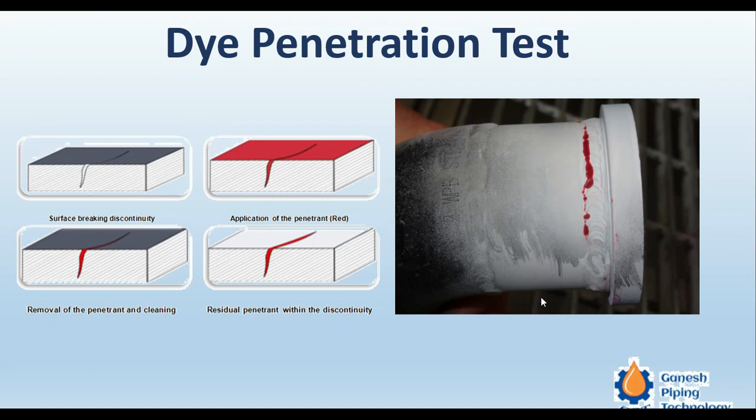There are certain methods wherein they also apply a monochrome light inside the darkness, and wherever there are cracks the dye glows up and indicates that there is a problem, a discontinuity, a crack, or a hole or dimple inside that joint. So this is how the dye penetration works. Basically it shows the cracks and defects in the joint.